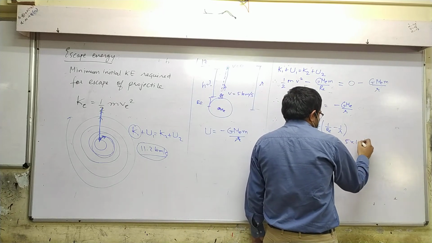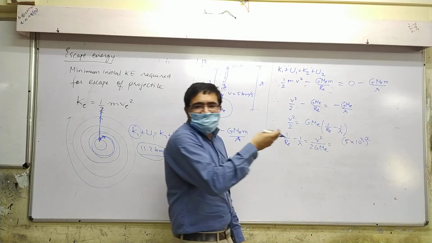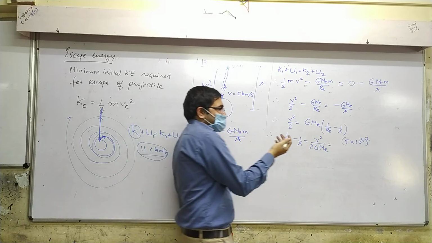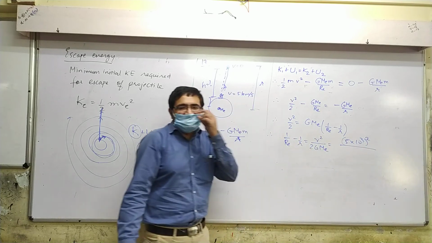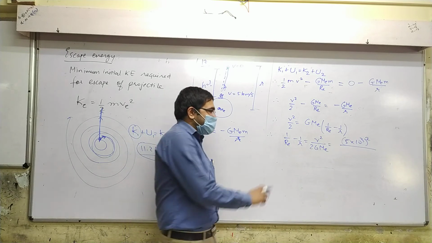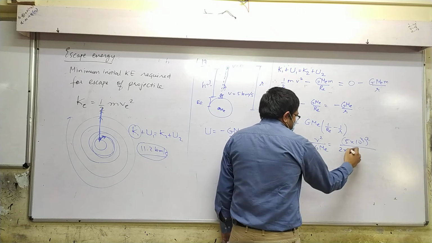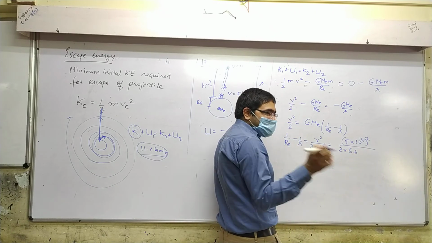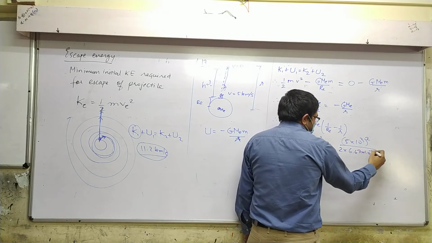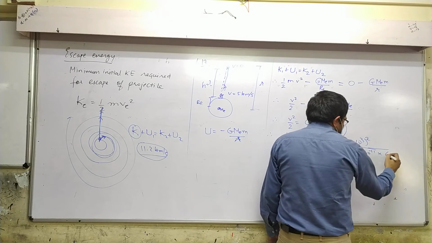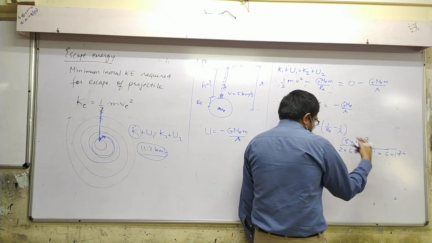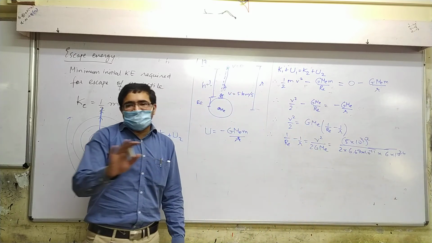You all don't seem so confident. Now I can see the light on your face. Okay, you should at least know this much. 5 into 10 raised to 3 whole square, and 25 into 10 raised to 6 divided by 2. What's the value of G? Use 6.67 into 10 raised to minus 11. Don't use anything else. What's the mass of Earth? 6 into 10 raised to 24. Or something else is given? No. Calculate correctly. Do not round off.